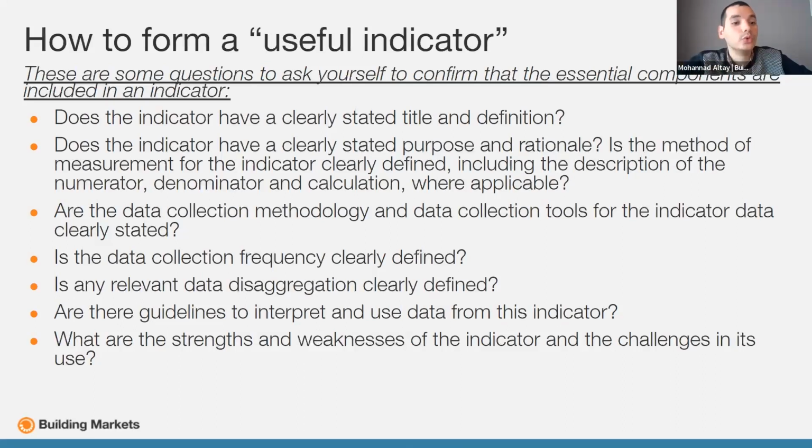And question number two, does the indicator have a clearly stated purpose and rationale? Again, it is related to the relevancy item of the criteria we reviewed together before this slide. That means make sure that all of your indicators are related to the program's overall goals and overall objectives. It shouldn't be an indicator that is not really related to what you are working to achieve. I'm going to stop here and give you an example.